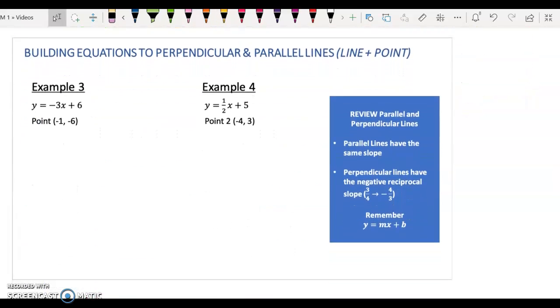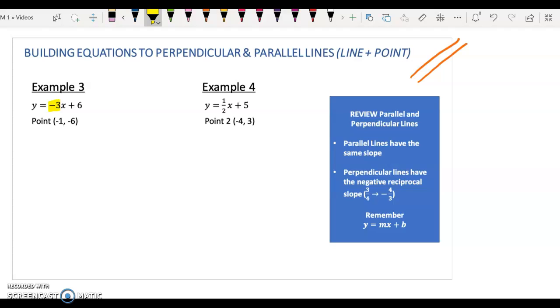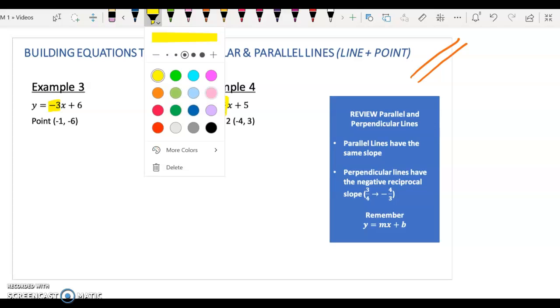Our next examples have to do with parallel and perpendicular lines. Now what you have to understand is that parallel lines have the same slope. They are two lines that will never touch, and the reason why is because their slopes are the same. So when you're finding a parallel line to example 3, we have the slope already. It's just negative 3. And when you're finding the parallel line to example 4, we have the slope. It is 1/2.